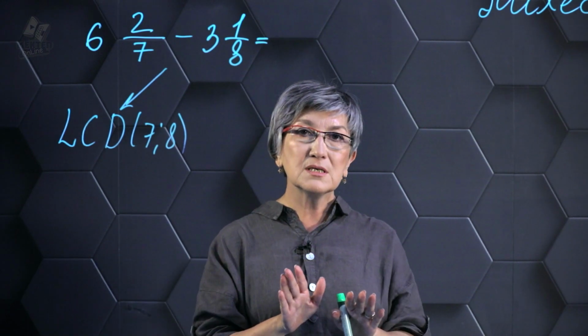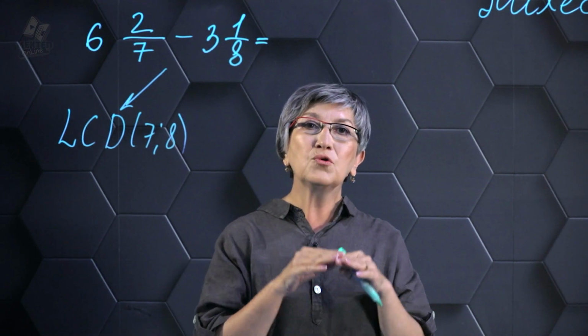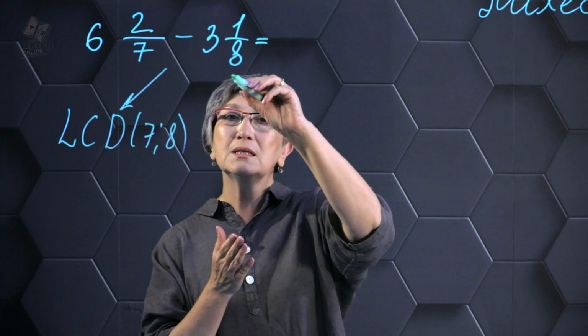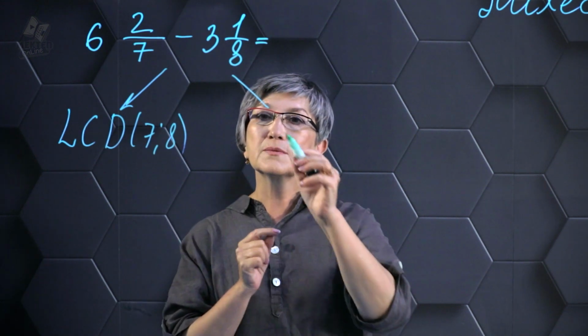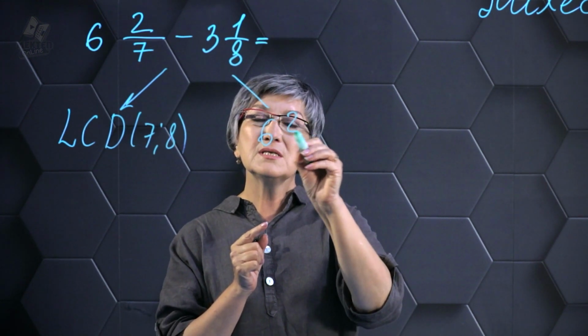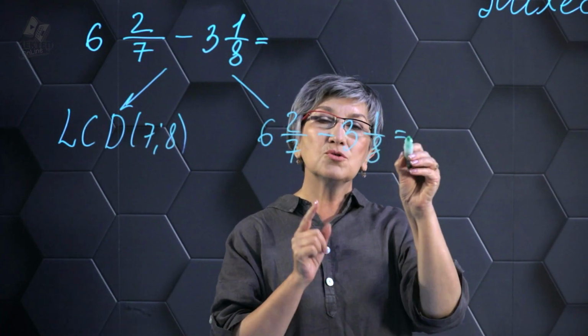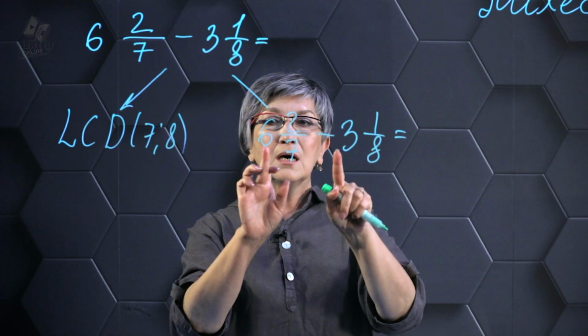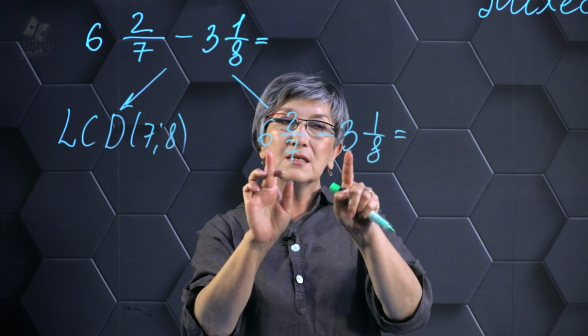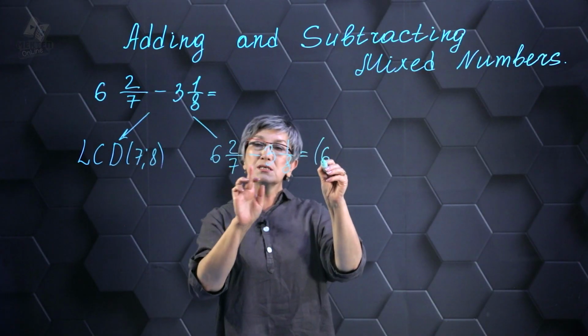But I don't want to do that. I want to find an easier way. And what exactly is this method? I mean 6 2/7, 3 1/8. What do I need to do? I am collecting whole numbers, so I write down 6 minus 3. I am working with whole numbers, therefore I write 6 minus 3.